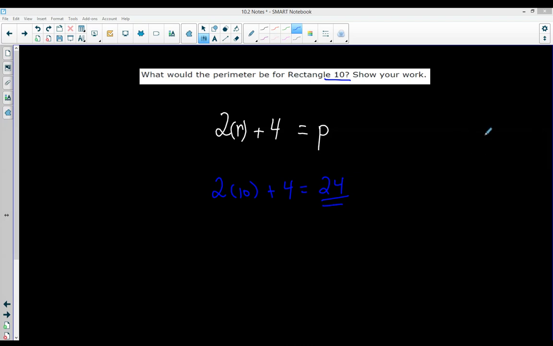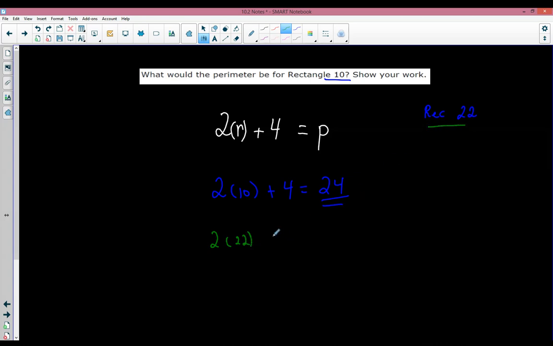For example, the next question says, what happens in rectangle 22? How many toothpicks would be needed? Same thing. I can use my expression and do virtually any rectangle number. 2, and we'll replace the r with 22. Add 4. 2 times 22 is 44. Add 4 would be 48 total toothpicks.